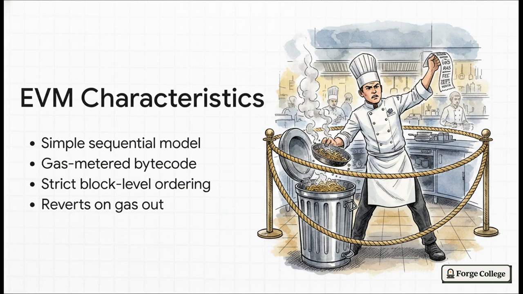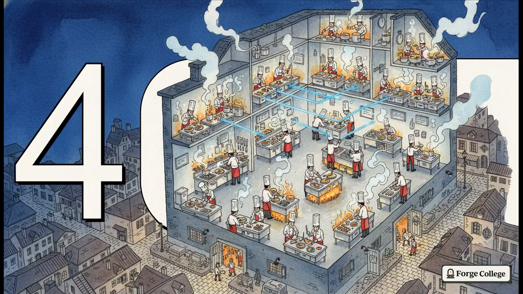Because it's a single-threaded production line, this serial model guarantees that no concurrent writes will ever happen during a transaction's execution. It makes it incredibly easy to reason about locally. You don't have to worry about another chef sneaking in and stealing your ingredients while you aren't looking. But if you run out of your gas budget mid-chop, the chef throws the entire meal in the trash and reverts the state, all while keeping the gas fee for their wasted time. Rough, right? Section 4. SVM, the Parallel Brigade.